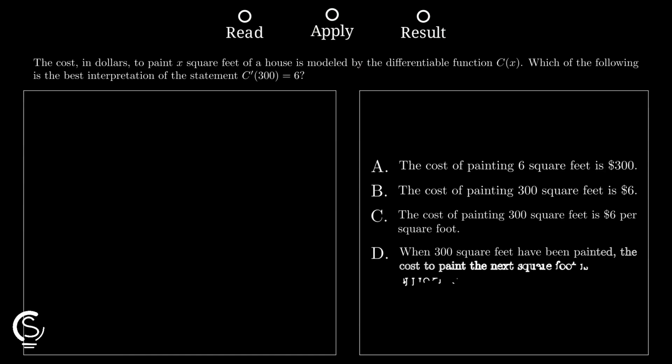First, we need to identify our variables, where x is the area in square feet and c of x is the total cost. The derivative represents the instantaneous rate of change.